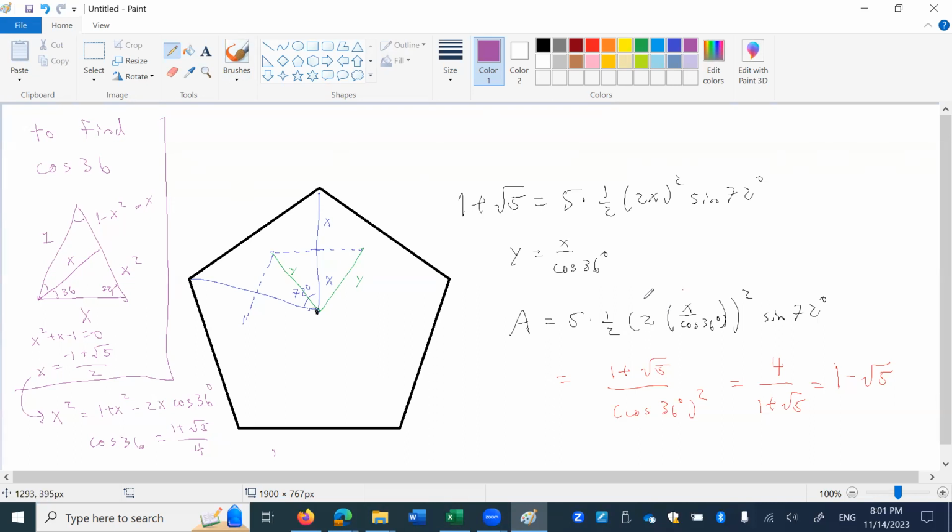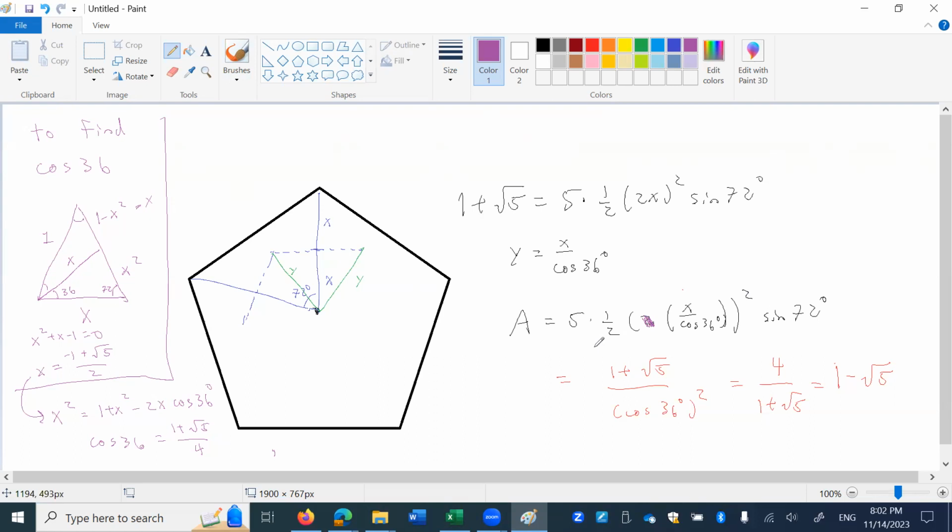Okay, so there's a small error here. My length should be y, not 2y. I don't want this 2 over here. It should be 1/2 times y squared times the sine of 72. Okay.